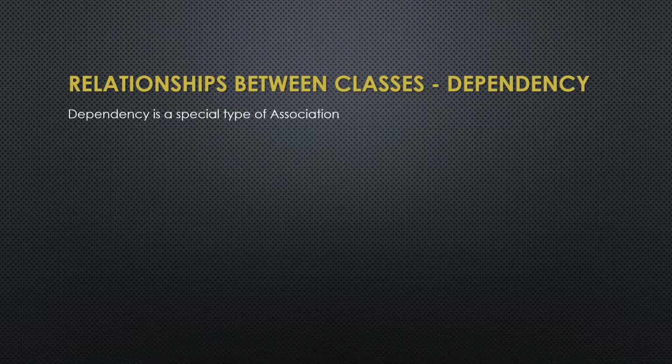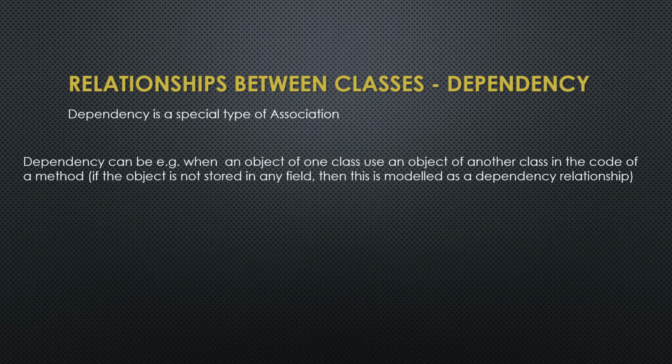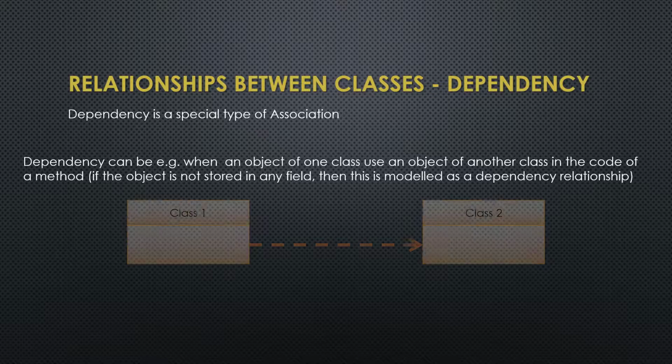Dependency. Dependency is a special type of association. Dependency can be, for example, when an object of one class uses an object of another class in the code of a method. If the object is not stored in any field, then this is modeled as a dependency relationship.